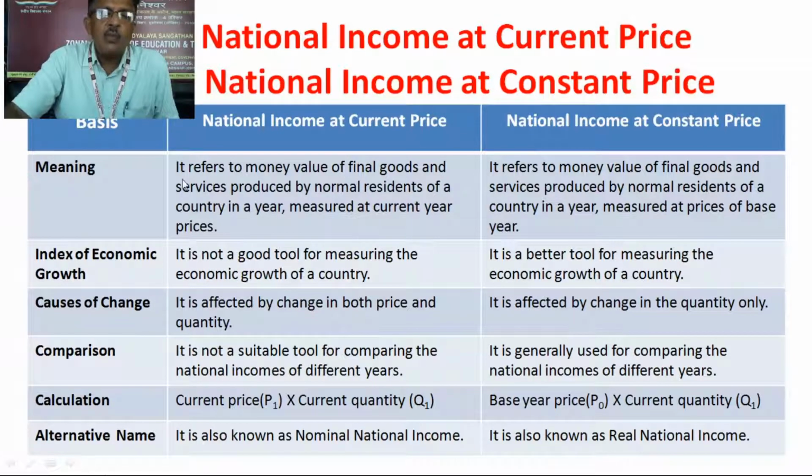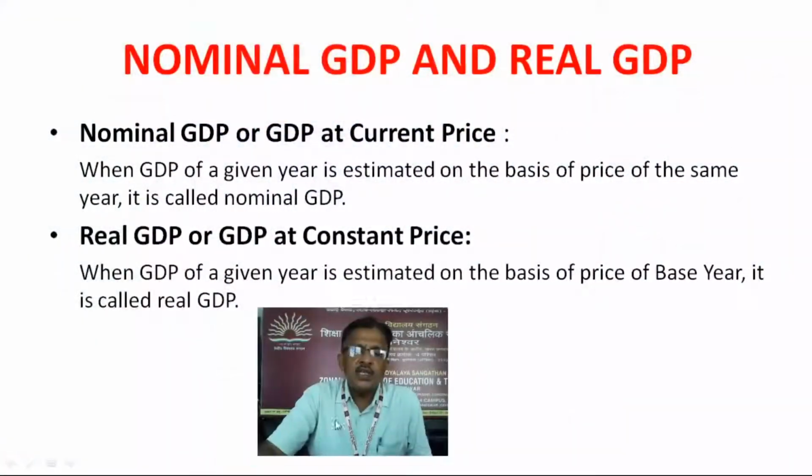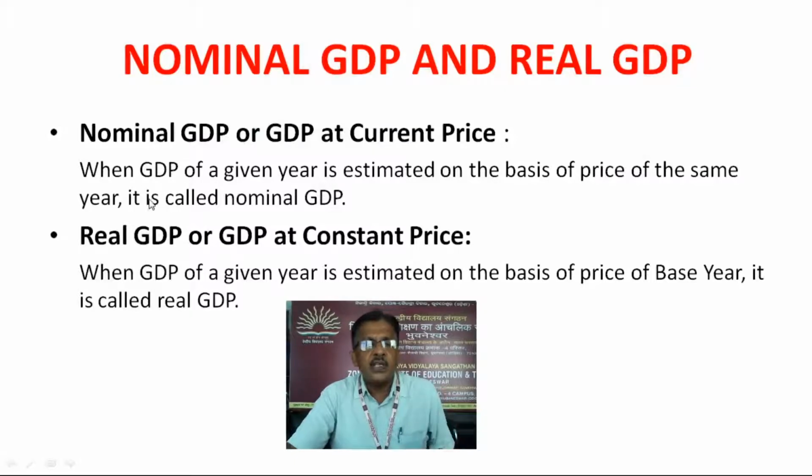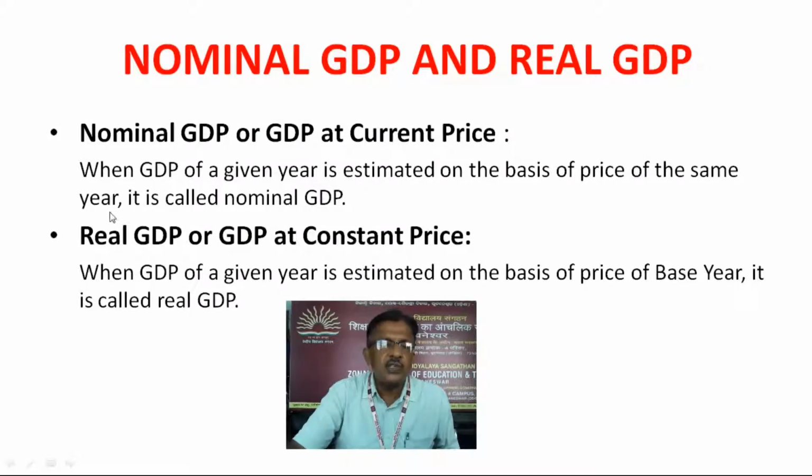As an alternative name, as you have already read, national income at current price is known as nominal national income, whereas national income at constant price is known as real national income. The next concept is nominal GDP and real GDP. Nominal GDP, or GDP at current price: when GDP of a given year is estimated on the basis of prices of the same year, it is called nominal GDP, that is gross domestic product.